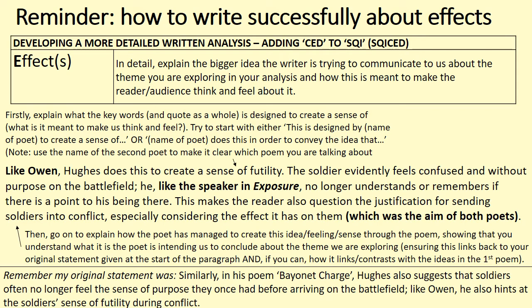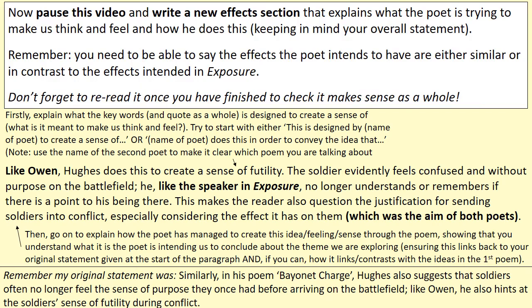So I'm going to suggest that you definitely have this in front of you to use as a guide, but I'm going to ask you to pause this video again, and I'm going to ask you to have a go at writing a new effects section. And in this section, you're going to explain what the poet is trying to make us think and feel in Bayonet Charge. But then you're also going to try and do, as I've done, you're going to try and say whether it's similar to Owen, whether it's different to Owen, and what the aim of Hughes was in Bayonet Charge compared to what the aim of Owen was in Exposure.